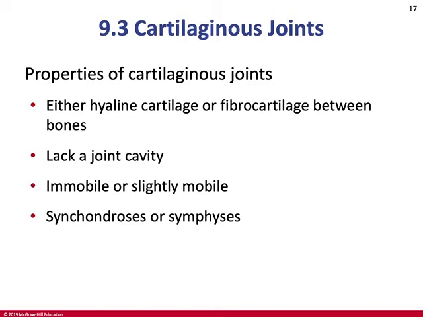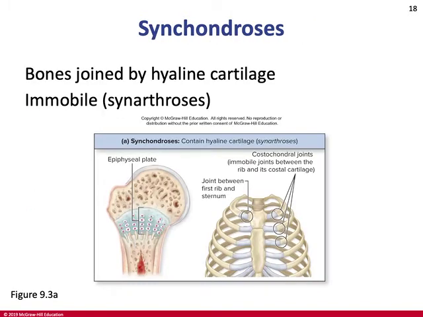A cartilaginous joint has cartilage between the two bones, no joint cavity, and they are slightly movable. Examples include synchondroses and symphyses. A synchondrosis is basically the growth plate at the ends of long bones. Between the epiphysis and the diaphysis, there's a region of cartilage that is sustained until the end of puberty that allows for longitudinal bone growth to continue.